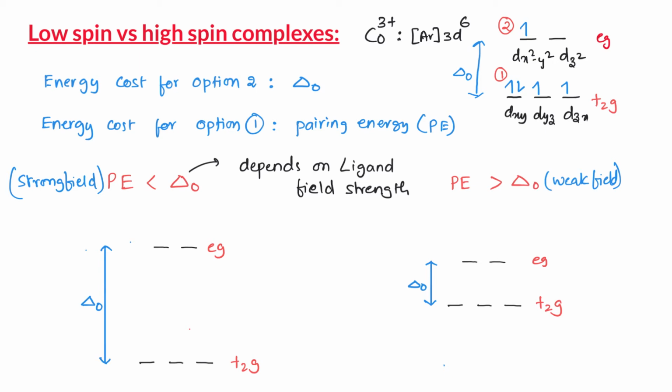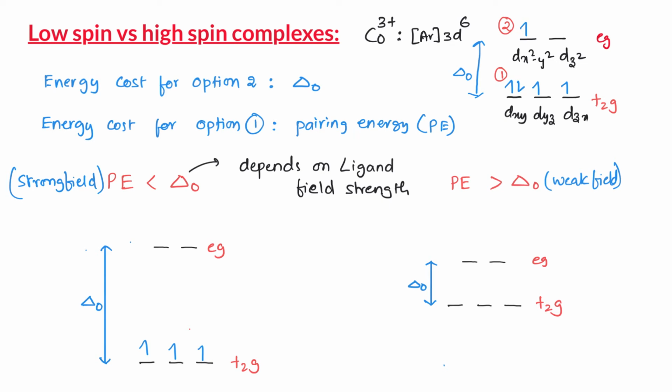First case, pairing energy is less than crystal field splitting energy. For this, we add the first 3 electrons in the t2g orbitals following Hund's rule. For the 4th electron, it costs more energy to place it in the eg orbitals compared to placing it in the t2g orbitals.